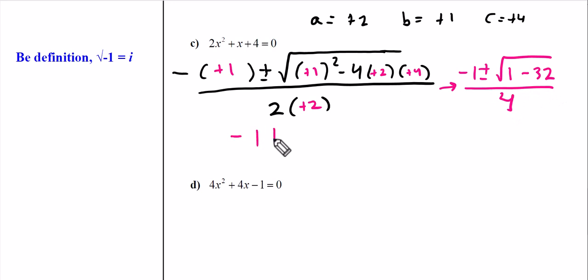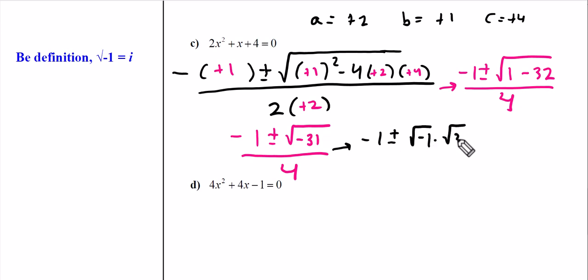If I simplify that inside of that radical, I get a negative 31 over 4. Now, the 31 itself is prime. It doesn't have a perfect square, and if we do a factor tree, it doesn't quite do anything. It's just 1 times 31. However, if we split this up, I get a negative 1 and I get a positive 31.